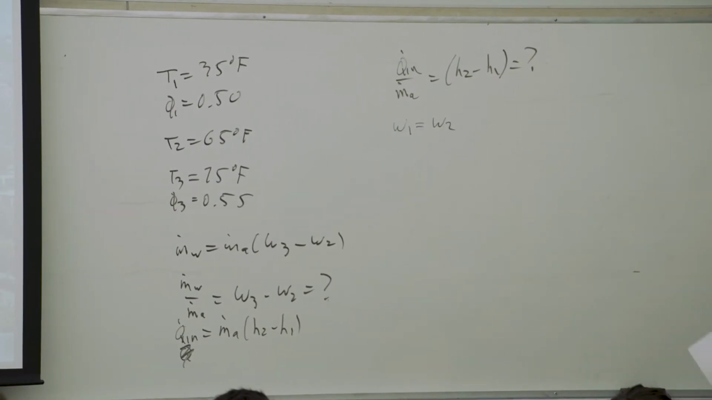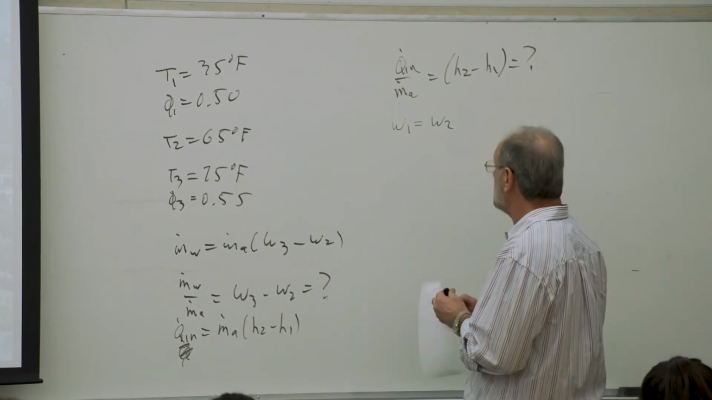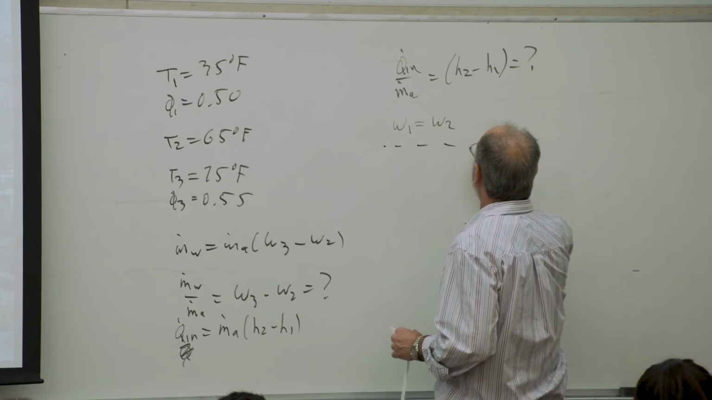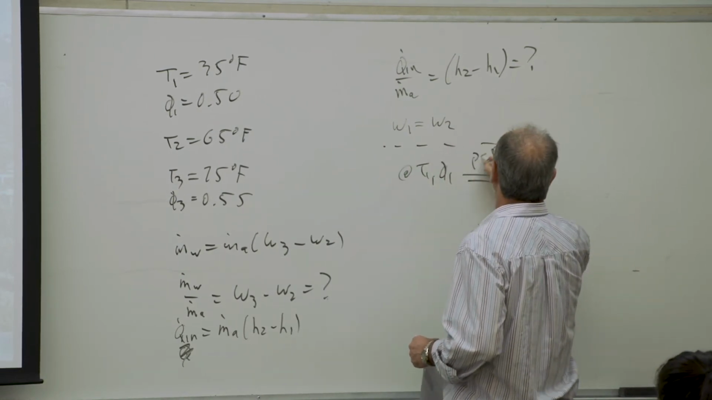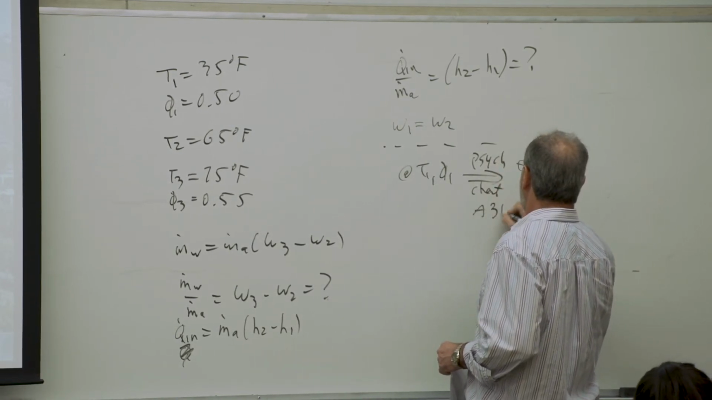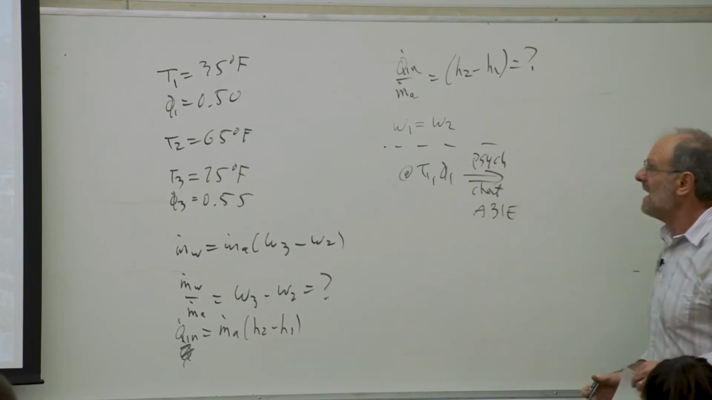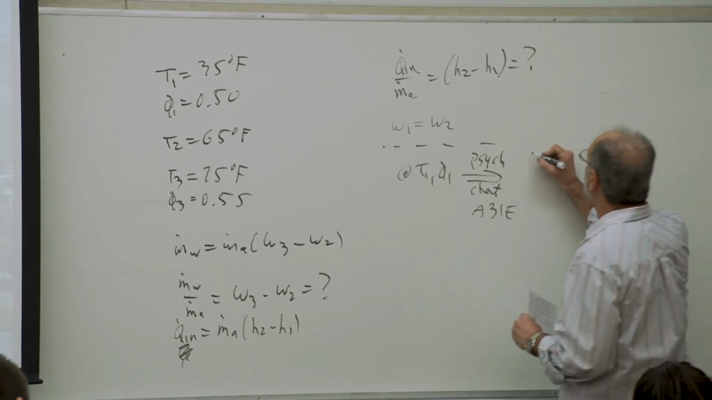So again, we should be able to go into the psych chart and just look up absolutely everything we might need. So let us do that. We know the problem is solvable. So first at T1, phi 1, we go into our psychometric chart. And we really just need a couple of things. We need the enthalpy and the humidity.